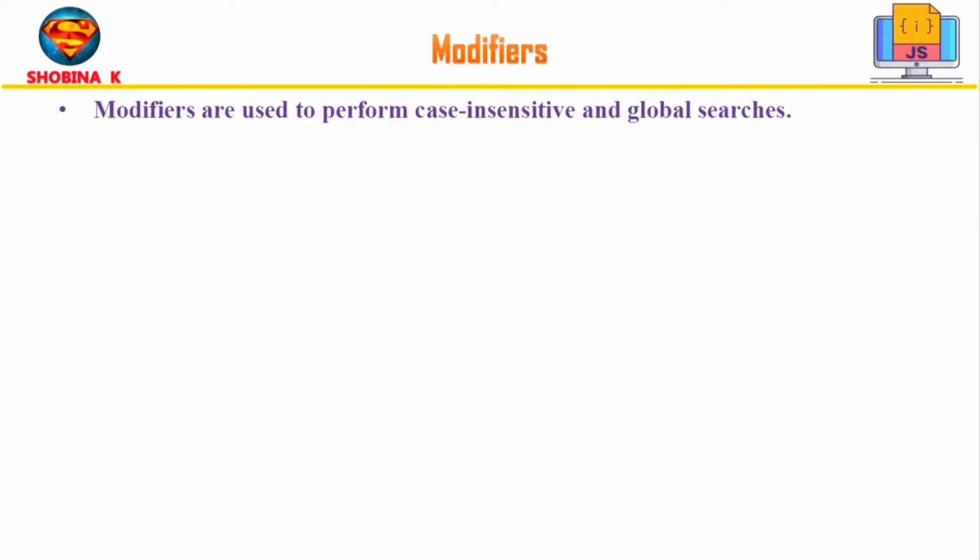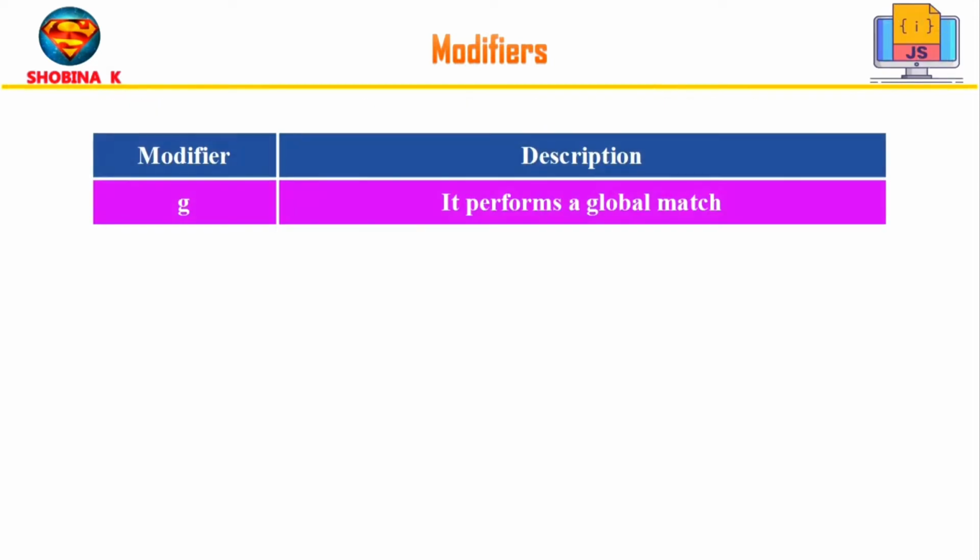So let's look at the modifiers first. What are modifiers? Modifiers are used to perform case insensitive and global searches. In JavaScript, we have three modifiers. First is the g modifier. This modifier will perform a global match in a string. That is, it is not bounded by any particular constraint. It will globally perform the search and find the word for you, so it will find all the possible matches from the given characters.